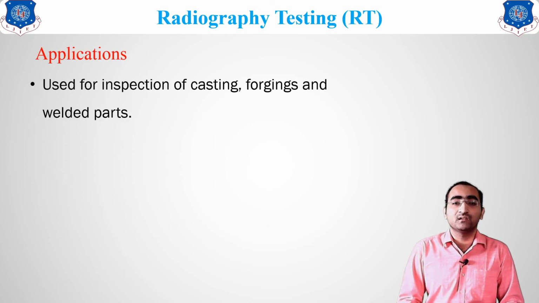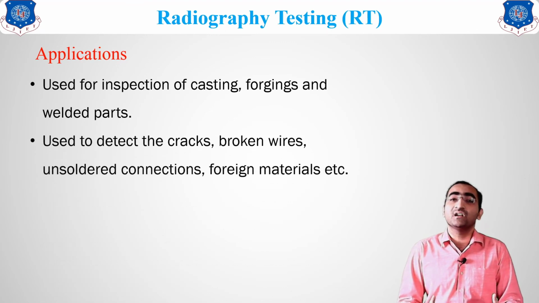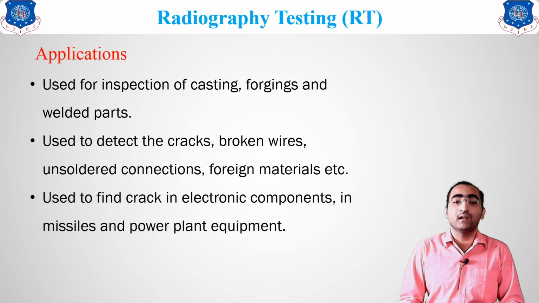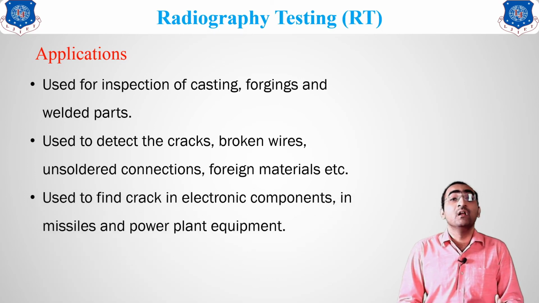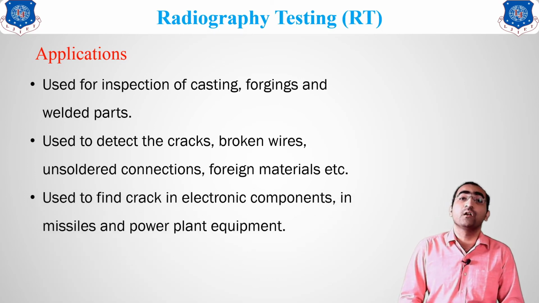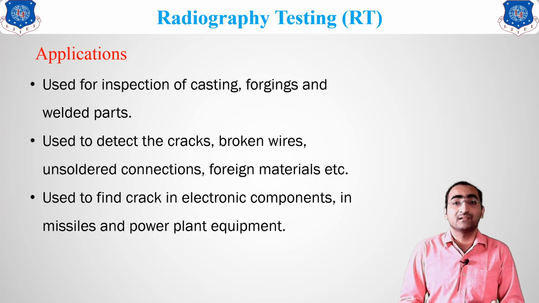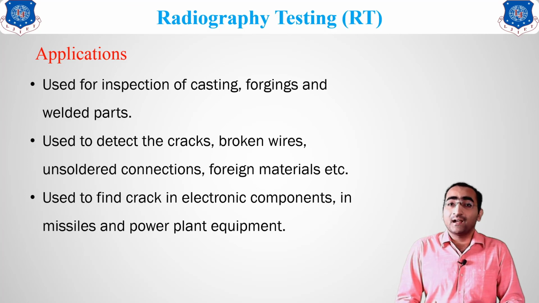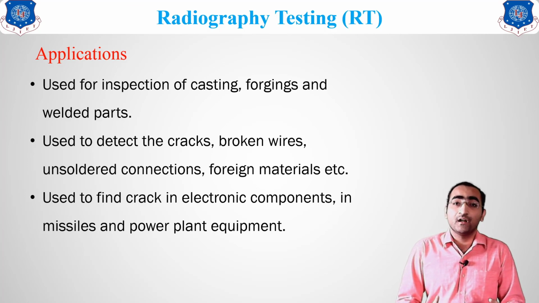Where can we use this? It is used for the inspection of castings, forgings, and welded parts. Majorly the radiographic technique is used for the welding of materials. It is used to detect cracks, broken wire, incorrect connections, foreign material, etc. It is also used to find defects in electronic components, in missiles and power plants and all. Clear? So let us bifurcate: welding is always done by radiographic testing.